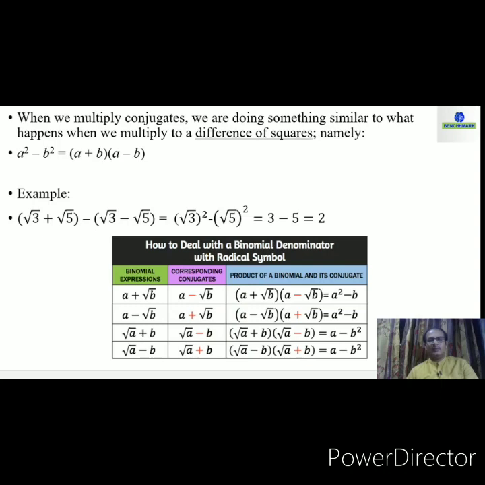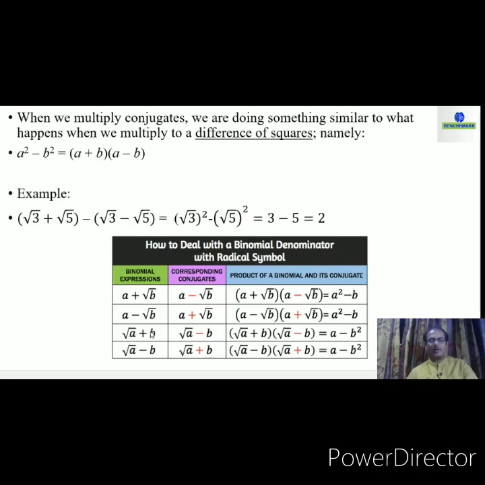Now how to deal with a binomial denominator with a radical sign? The binomial expression is a plus root b and its conjugate is a minus root b. So this is a product of a binomial and its conjugate. So a plus root b into a minus root b is equal to a square minus root b square, and root b square is nothing but b. Similarly, if I have the expression a minus root b, its conjugate becomes a plus root b. And when I take the product of the expression and its conjugate, again I get a square minus b. The same term, written in a different format.